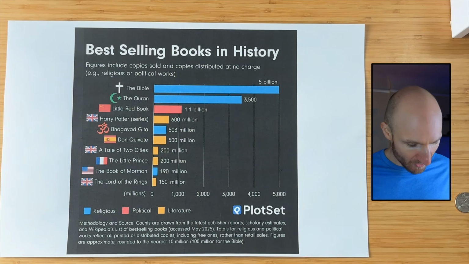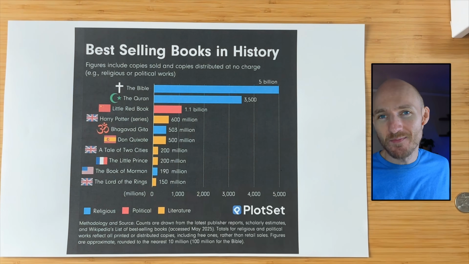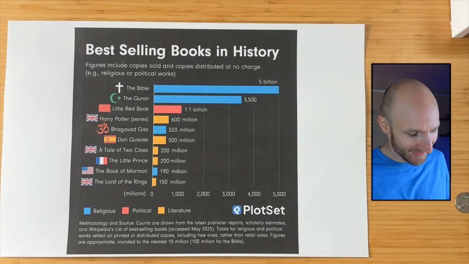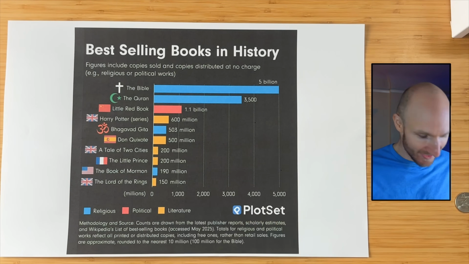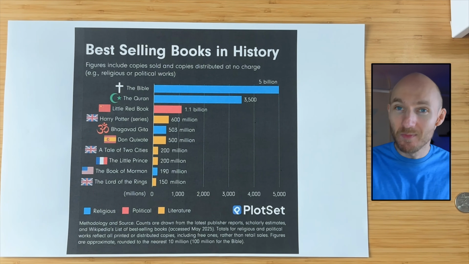And of course, the other thing that all of this writing enabled was the spread of religion. People talk about the codex, these first codices in Europe, as spreading convergently with Christianity. When you look at the best-selling books in history, the Bible, 5 billion, the Quran, 3.5 billion, the little red book from our boy Mao, 1 billion, Harry Potter, 600 million, the Bhagavad Gita from the Hindu folks, one of the Upanishads, 500 million, the Book of Mormon here.